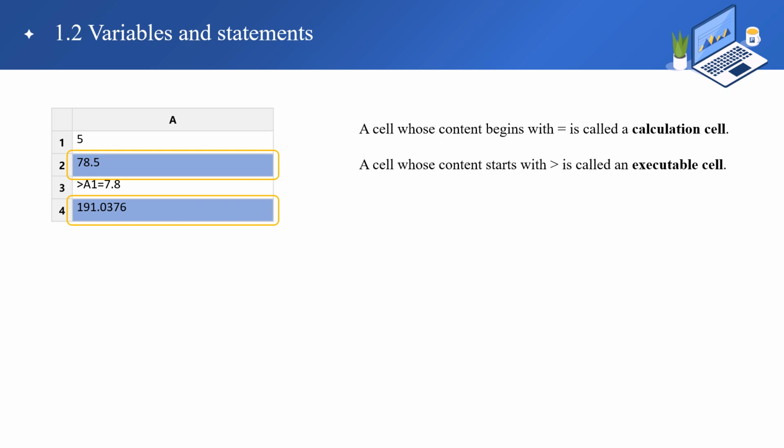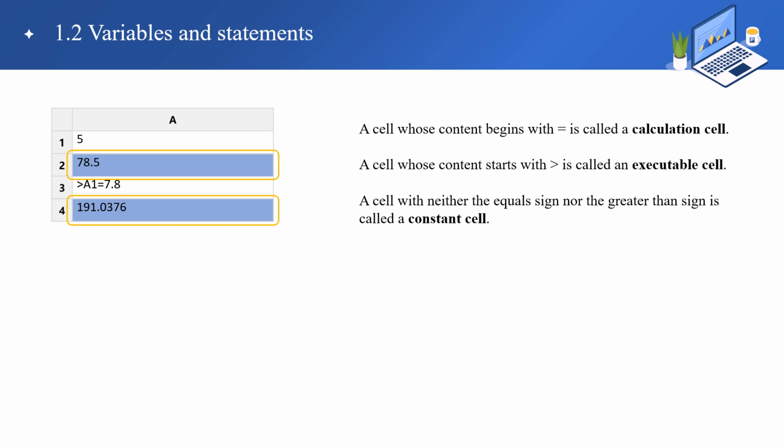Instead of the equals sign, the code in A3 is headed by the greater than sign. In SPL, a cell whose content begins with the equals sign is called a calculation cell, and one whose content starts with the greater than sign is called an executable cell. A calculation cell calculates the expression after the equals sign and puts the result into the current cell. An executable cell executes the action after the greater than sign but will not put any value into the current cell. In the above code, the value in A3 is still null after it is executed.